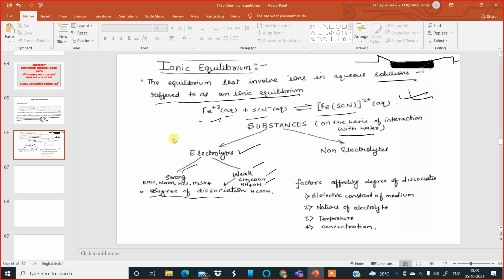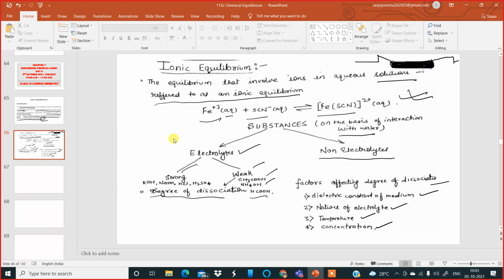On the other hand, we have non-electrolytes, which do not allow the passage of current, that means they have zero degree of dissociation. The third example of a weak electrolyte over here on the screen is formic acid. Now the factors which affect the degree of dissociation are dielectric constant of the medium, nature of electrolyte, temperature and concentration. These are the important factors which affect the degree of dissociation of an electrolyte.